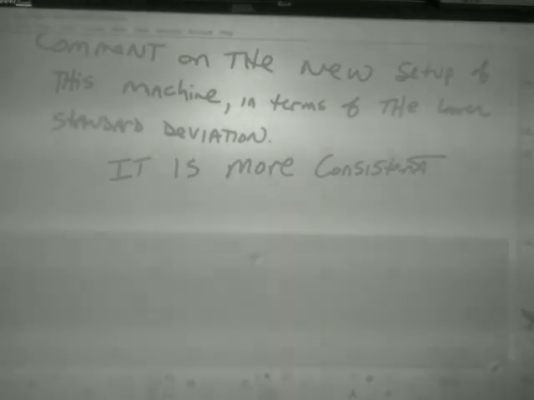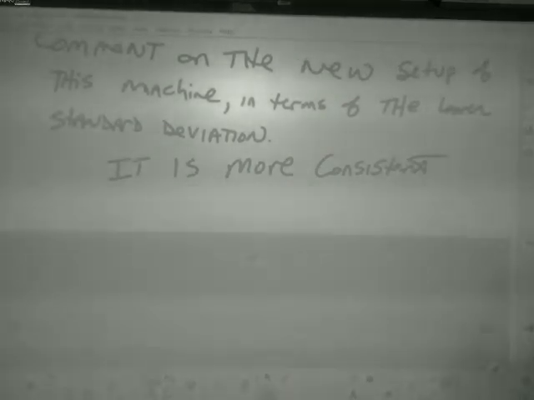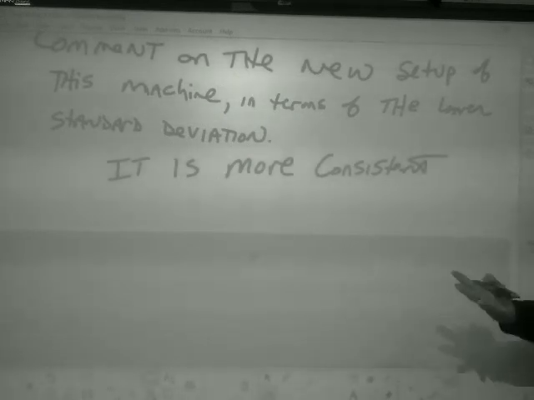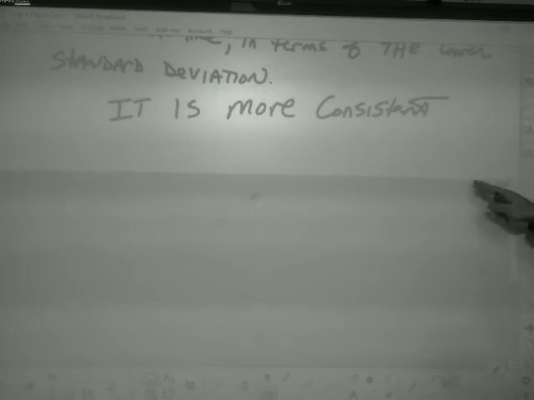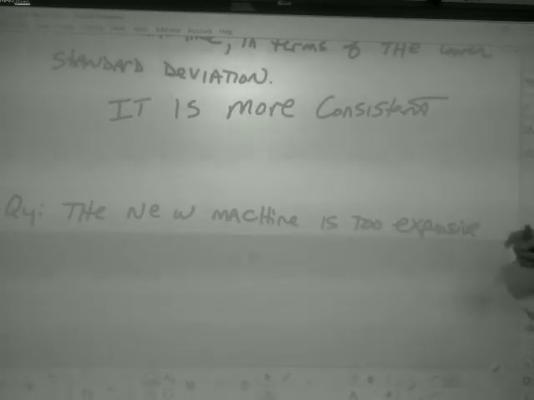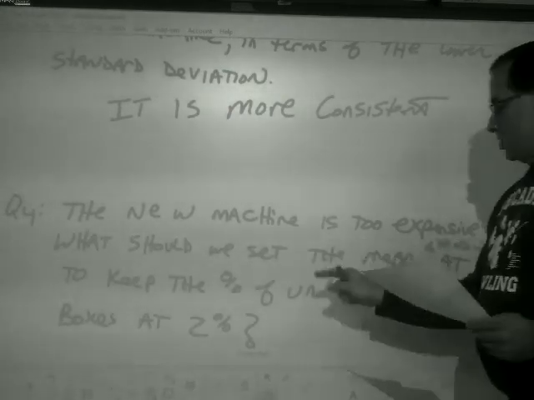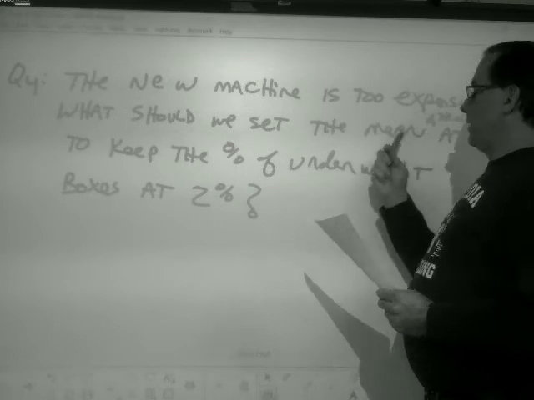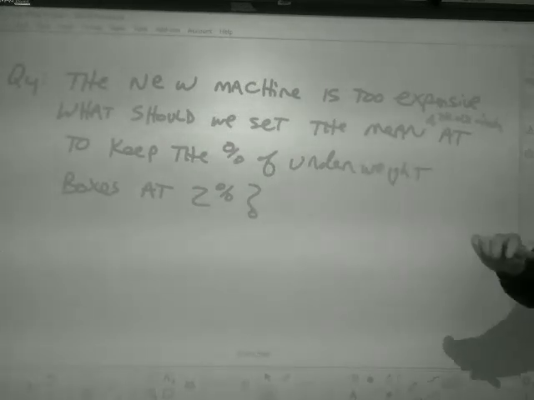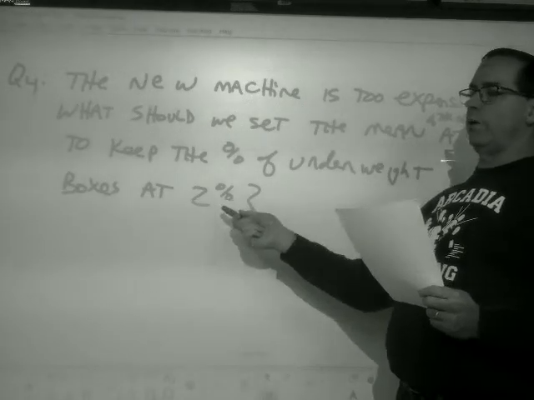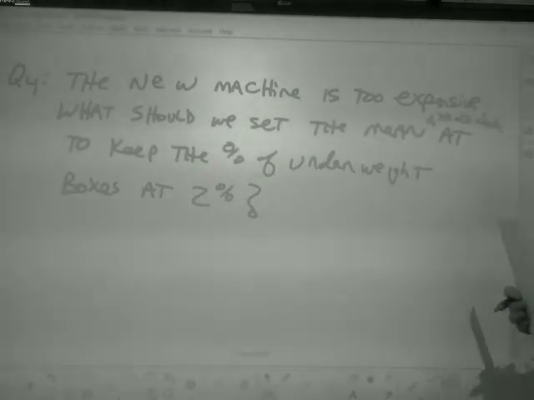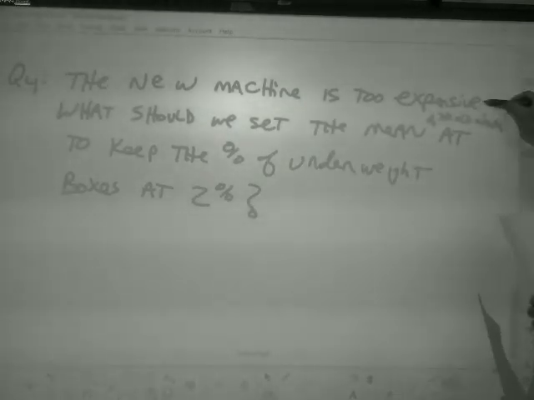More consistent. All right? Less deviation, more around 16.5. But here's the problem. The new machine's too expensive. Okay? New machine is way too expensive. So we're going to have to reset the mean so that way we send out less product underweight. I'm willing to live with 2% underweight. I don't want 4.5 to 5%. So the new machine's too expensive.